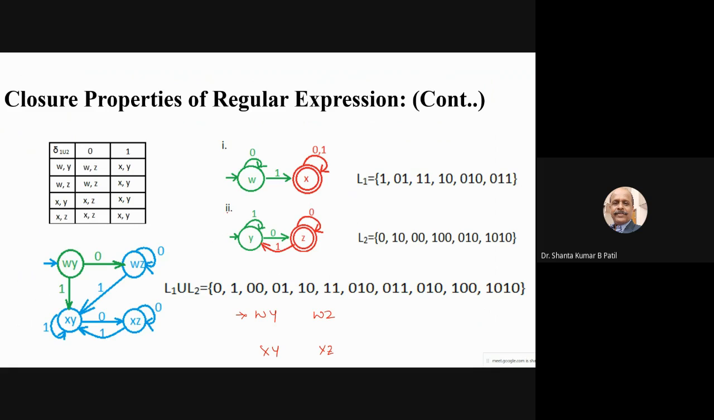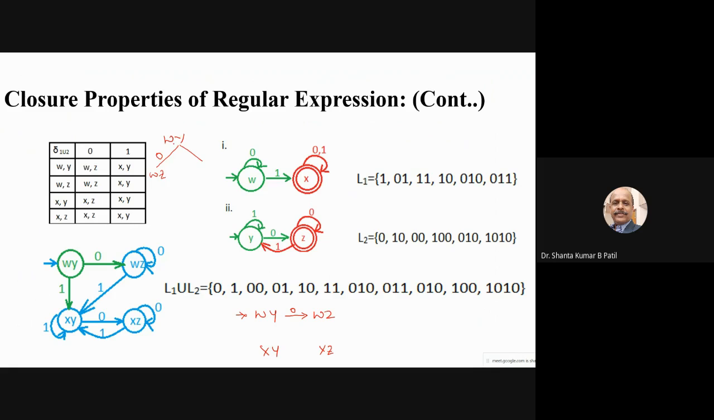So begin with the initial state. The new initial state is WY. What you can do is construct the tree. W on 0 is W. Y on 0 is Z. So it is WZ. WY on 0 is WZ.